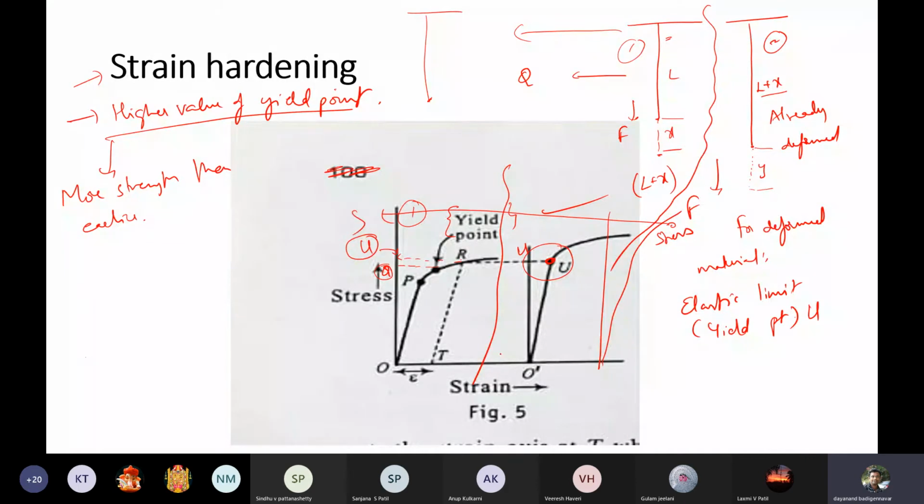So as you go on doing it on a repeated basis, the material slowly gains the strength.